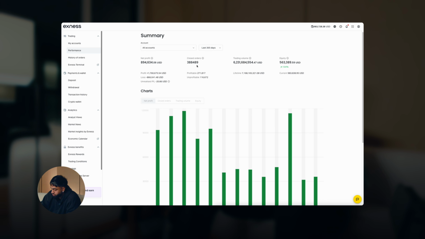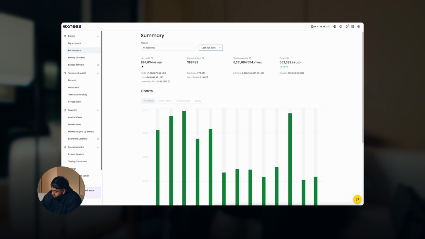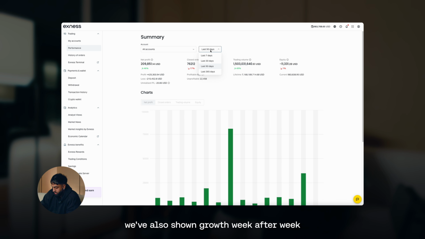But if I was to show you our last 365 days, which is this, our goal is to double our port just to make sure that we're always in the green, because trading is a risk at the end of the day, which we have. And in the past 90 days, we've also shown growth week after week. Same goes for the past 30 days.